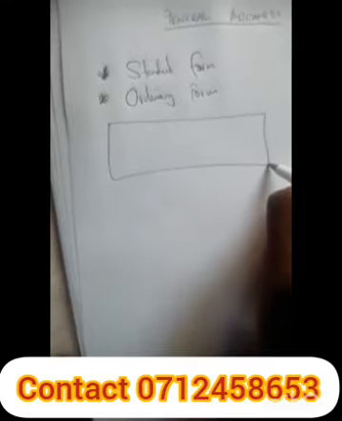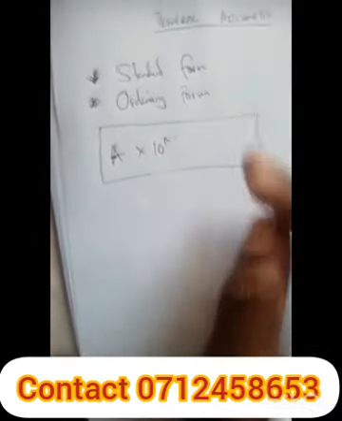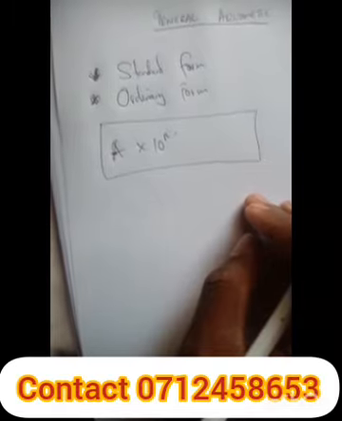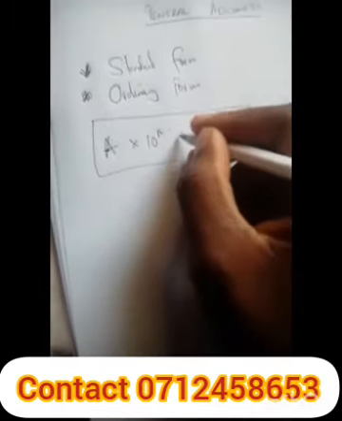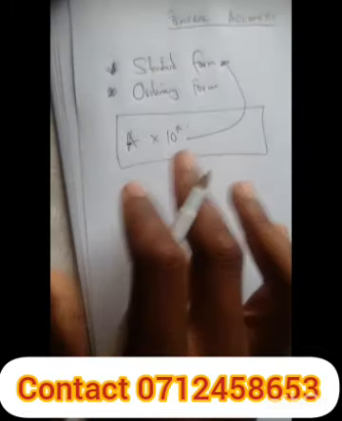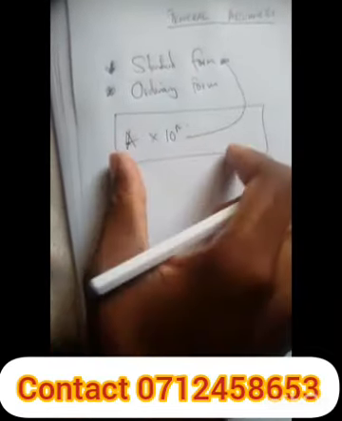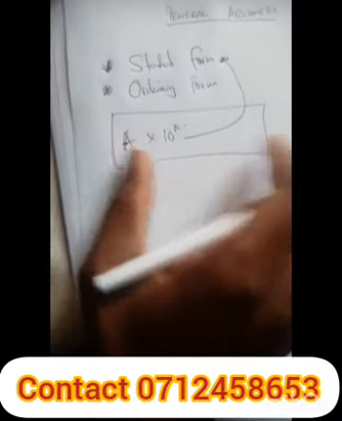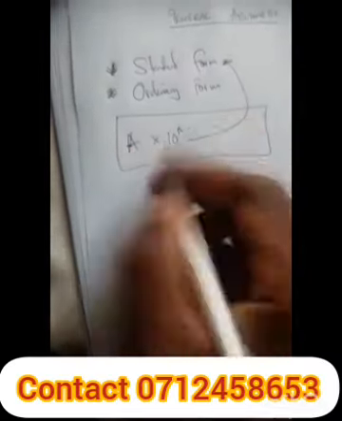So these we shall speak of as a whole, but before we speak of anything, I want you to consider this formula that I'll explain here, which says a times 10 to the power of n. This is the formula for what we call standard form. So anything that has to do with standard form, this is the formula. I'll try to explain quickly what this means.